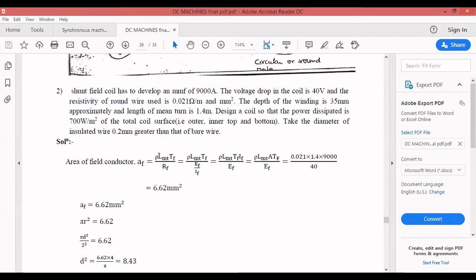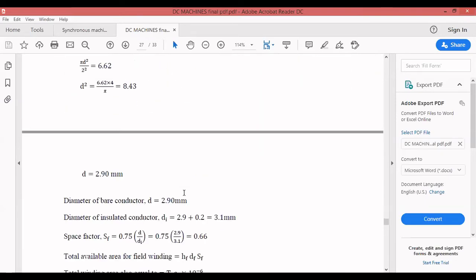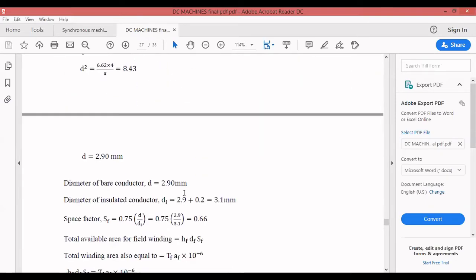But in the problem it has given, take the diameter of insulated wire. So you have to take the insulated wire, because for a bare conductor there will always be insulation before going to the winding. So the diameter of the insulated conductor di is equal to 2.9 plus 0.2. The 0.2 is given, and it is nothing but the insulation around the bare conductor. 2.9 plus 0.2 is 3.1 mm.